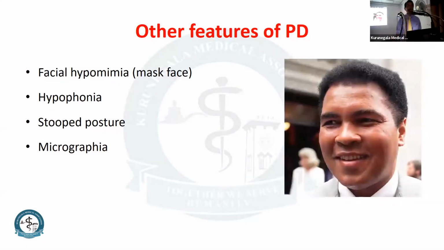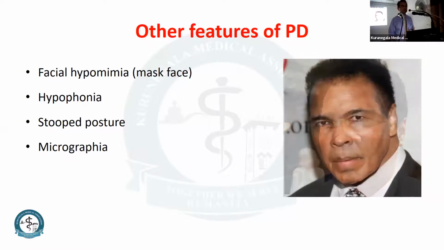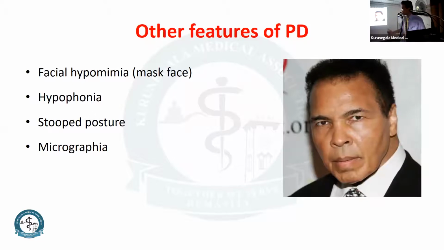Now look at this gentleman. Who is this man? Muhammad Ali, a very expressive man. And then see what happens to his face over time. There is loss of all that expression. He's a very expressive man who has developed facial hypomimia.